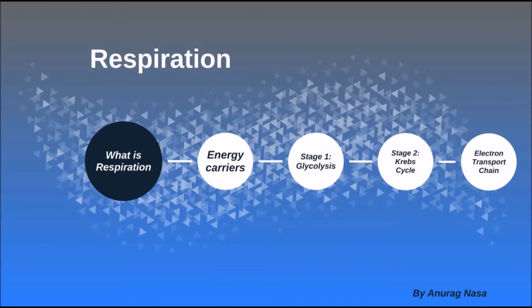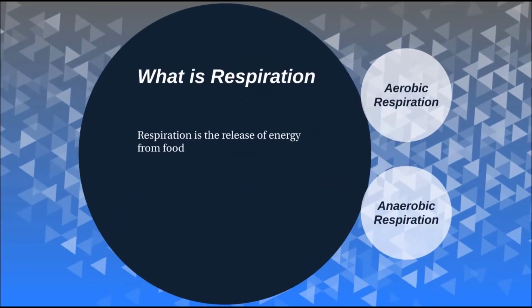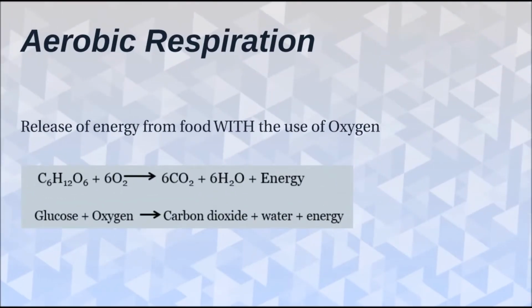In this video, I'm going to talk about respiration, which is the release of energy from food. There's two main types of respiration, aerobic and anaerobic. Aerobic respiration is the controlled release of energy from food with the use of oxygen. And the reaction for that is glucose combines with oxygen to make carbon dioxide and water. Energy is a byproduct of this reaction and comes trapped inside molecules called ATP, which stands for adenosine triphosphate. We'll be dealing with this molecule later in this video.